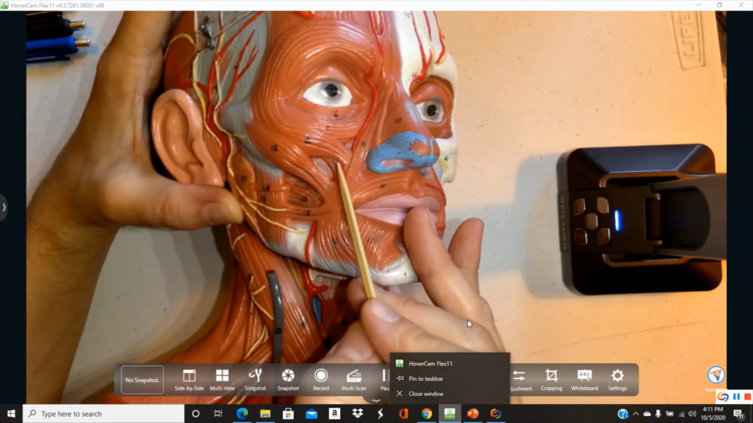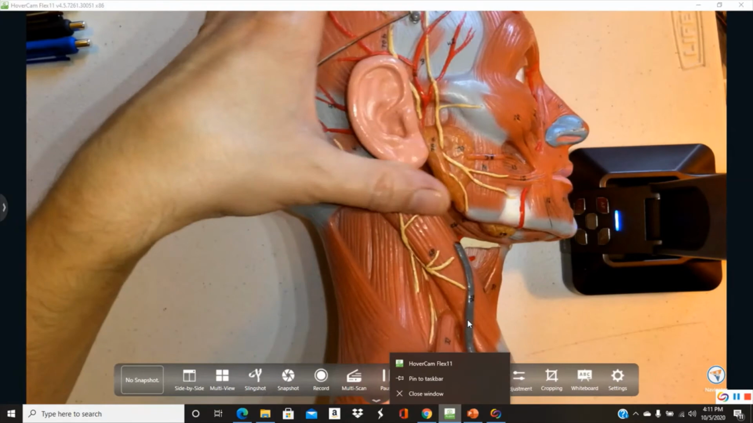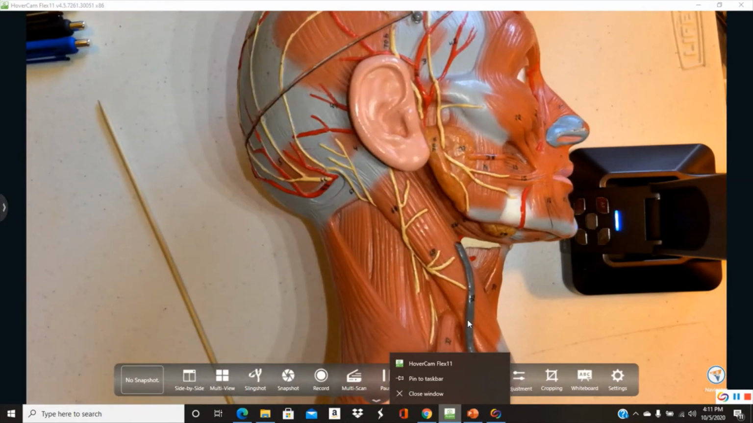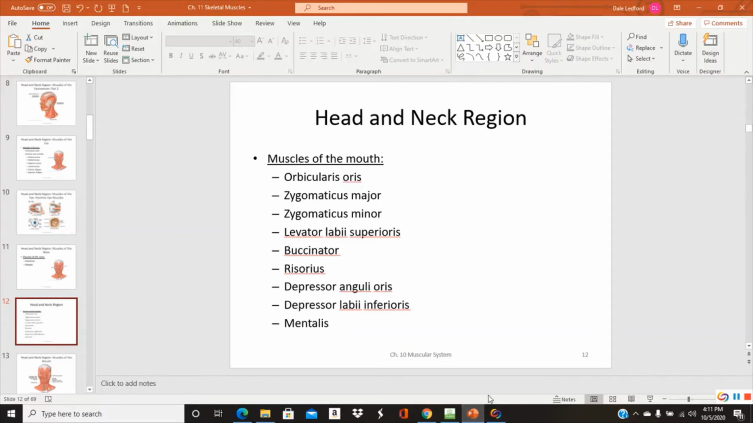Levator labii superioris. Levator, lifts; labii, lips; superioris, from above. Now the names are very hard to learn for most students, but I'm going to tell you they are more descriptive. So you need to use the kind of verbiage I'm giving you to really grasp it.